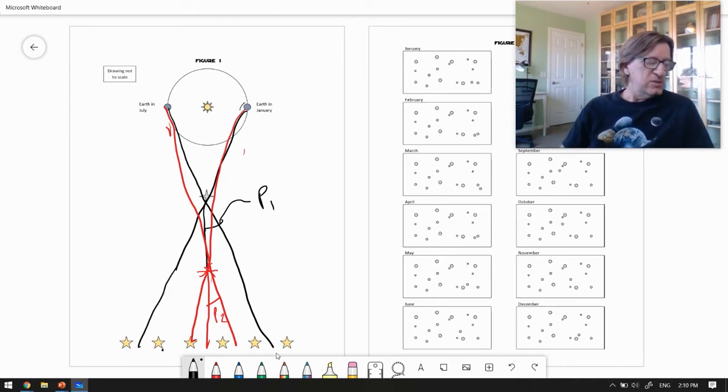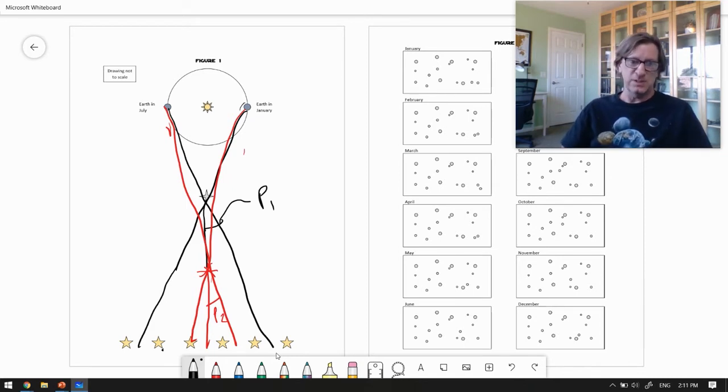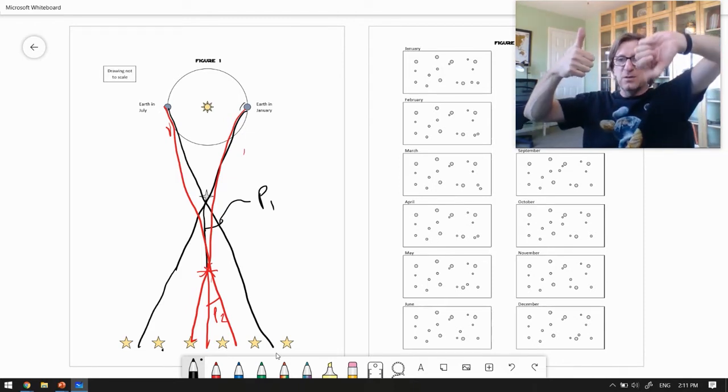Then the question says, will an even more distant star than our red star here have a larger or smaller parallax? What do you think? It's more distant, so it's actually going to have a smaller angle. Think about your finger. The closer it was, the bigger the shift we saw, and the farther away it is, the smaller the shift that we're going to see. So as the distance goes up, the angle goes down.